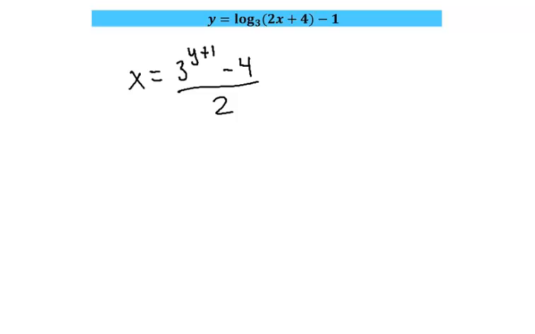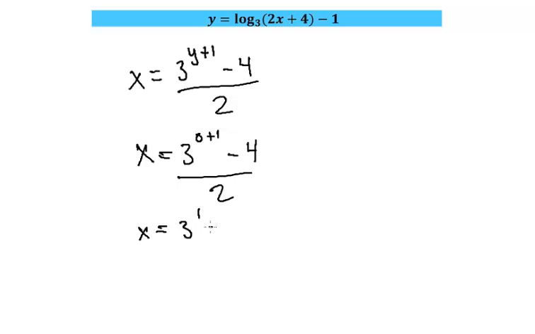So on the formula that we have been using, all we need to do is change the y with 0. So 3 raised to 0 plus 1 minus 4 divided by 2. X equals 0 plus 1 is 1 minus 4 divided by 2. We don't need to put the 1, so you could skip it because 0 plus 1 is 1. It makes itself invisible. So we can subtract immediately. 3 minus 4 will be -1 divided by 2.